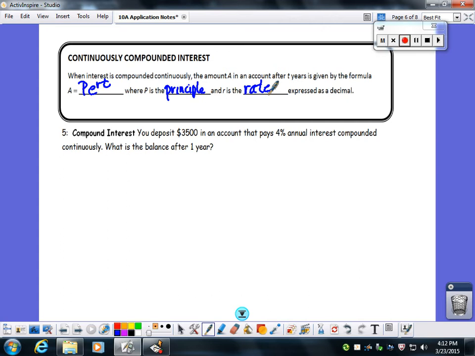All right, so let's look at this formula. You deposited $3,500, so that's your principal, in an account that pays 4%. That's your R. Annual interest compounded continuously. So that's telling you we're going to use PERT. Notice we don't have an N in this problem. And what's the balance after 1 year? So T is 1. All right, so our amount is equal to our principal, e to the R times T. R we still have to change to a decimal, times our time, which is 1 year.